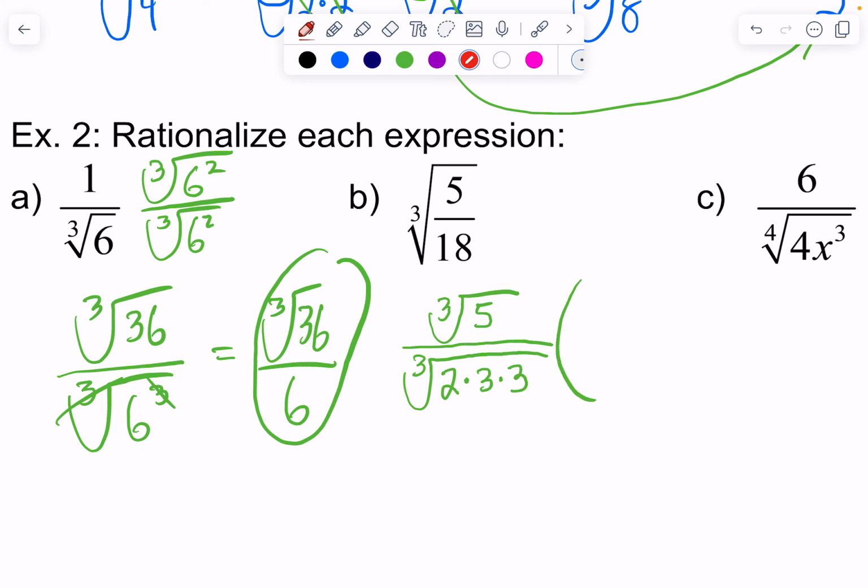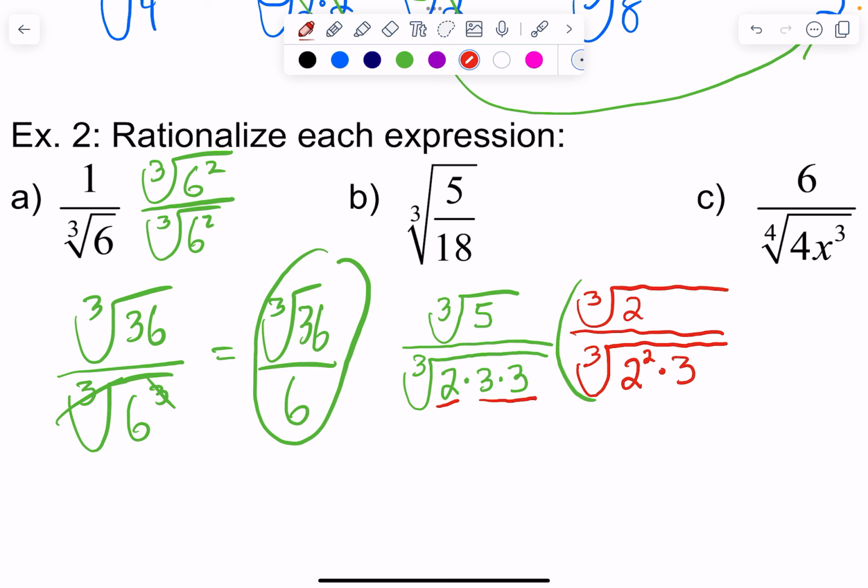Well, think about it. I've got 1, 2. How many more 2's do I need to pull out a 2 from a cube root? I need 2 more. So I'm going to multiply by 2 squared. I've got two 3's. How many more do I need to get that third 3 to pull out a cube root? I need 1 more 3. So I'm going to multiply that to both the numerator and the denominator to make my life easy.